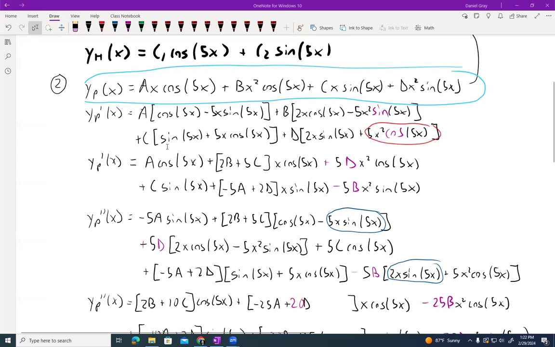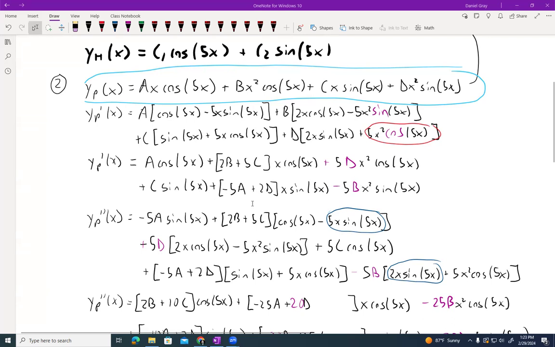Okay. Then I did my sine term. So sine of 5x, I just have c, right? x sine of 5x, I have a 2d. And then I also have a minus 5a. So negative 5a plus 2d times x sine of 5x. And then x squared sine of 5x, I only have a minus 5b there.